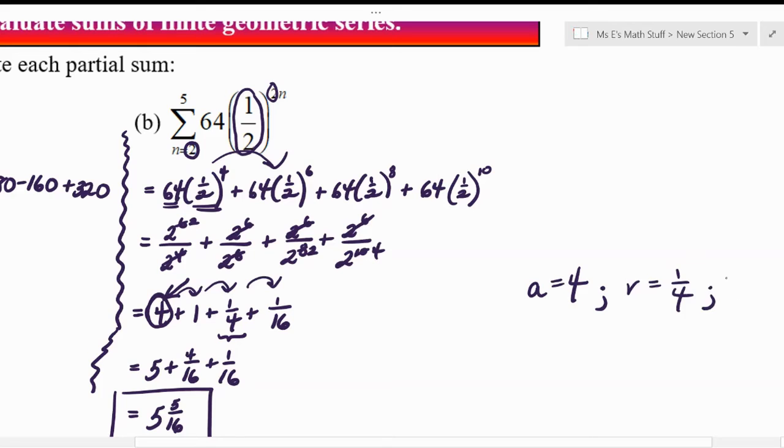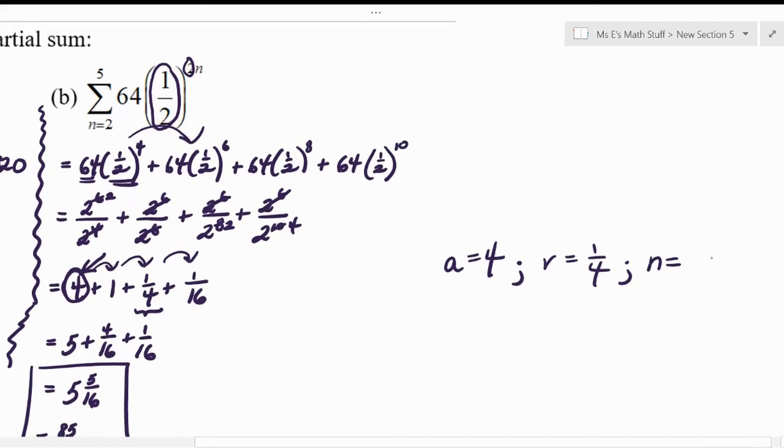And then the number of terms, you could see when you expanded it, you had 4 terms. But even better, remember if you had gone from 1 to 5, you would have had 5 terms, but you started at 2. So you don't have 5, you have 4. I'm trying to show you a couple different ways to figure out these values.